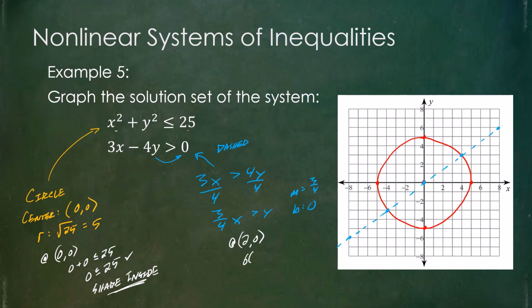So it'd be 3 times 2, which turns into 6. But just to show that substitution, take away 4 times 0 is greater than 0. So this is 6 take away 0 is greater than 0. So 6 greater than 0. Is that true? Yes, it is. So that means I'm going to shade the side that contains, or shade the side with, that point.